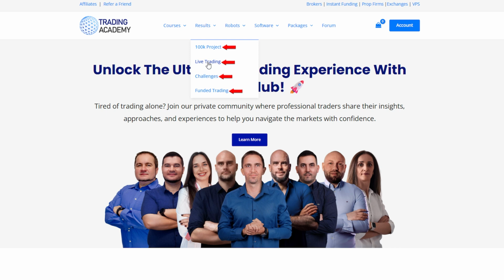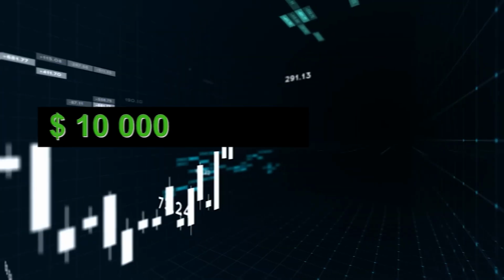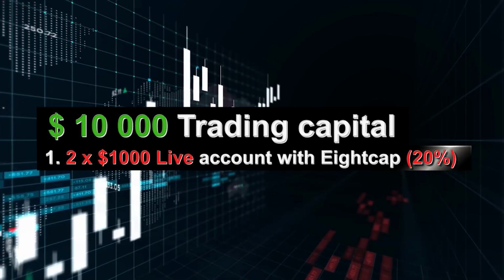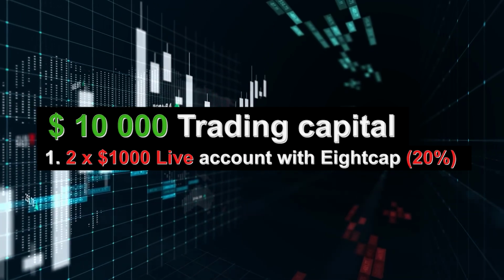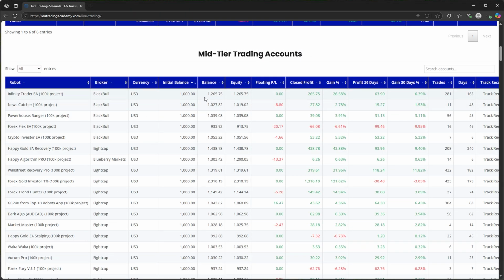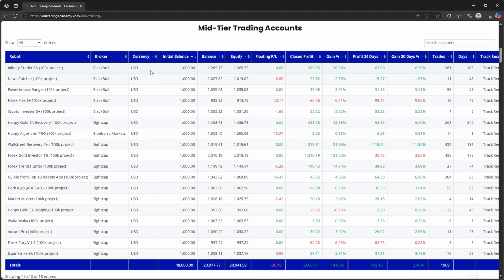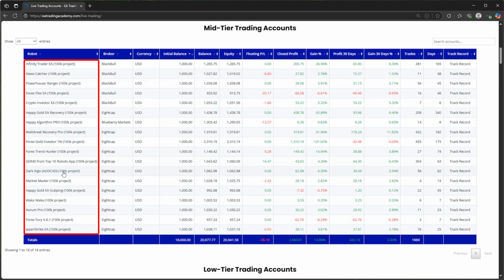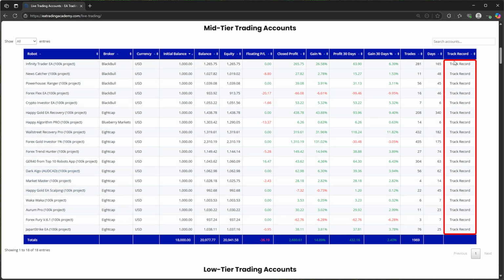But if I had 10K to start with, I would put $2,000 in 2 live accounts. So I would put 20% of the 10K in live accounts. And on the table, you can see all of the accounts that we have with initial balance of $1,000. And all are trading different expert advisors. You can see the overall gain or the profit in the last 30 days. And you can pick any of these expert advisors based on the performance. They are the track records.